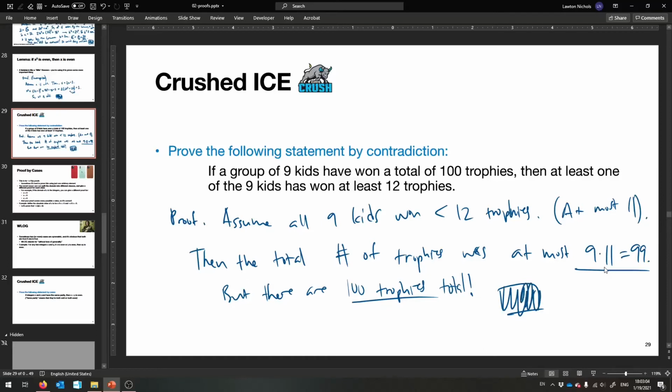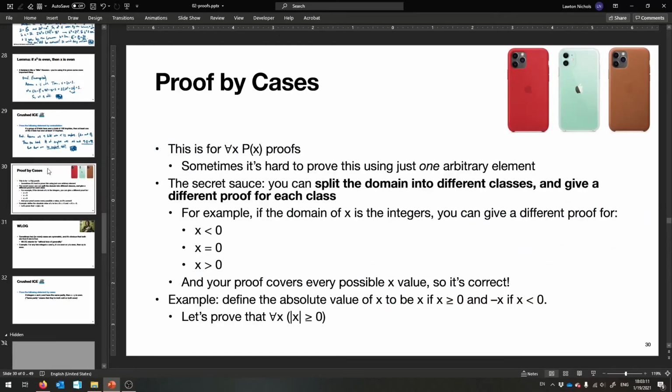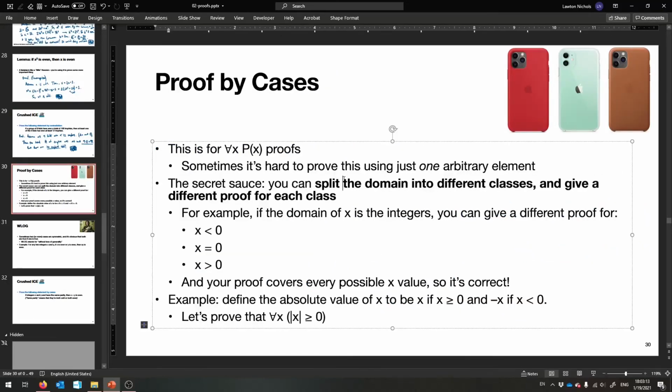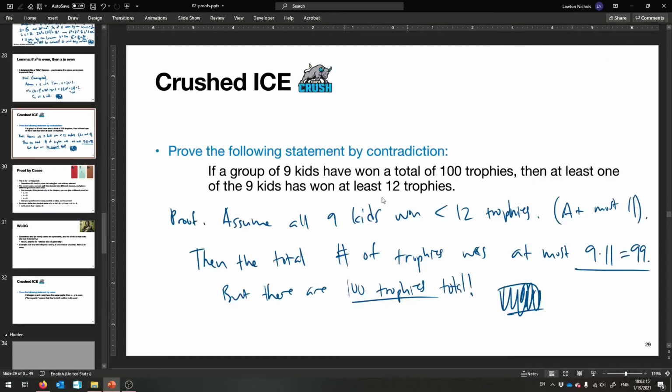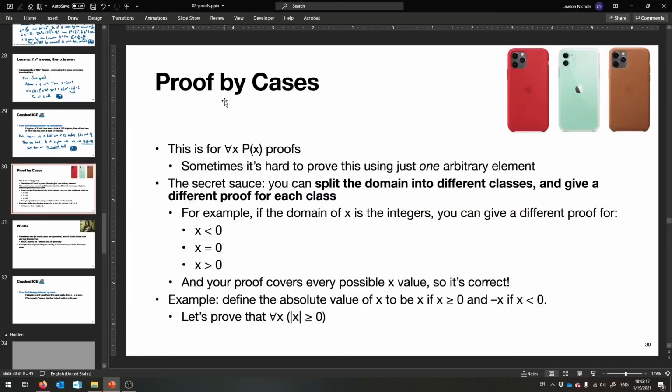Okay, not too bad. I'm of course not going to ask you to prove that the square root of 2 is irrational on any kind of test or even on your homework. This is kind of more the style that I'm going to give you. All right, so that is proof by contradiction. You are now masters at it, and the rest of this is called proof by cases.